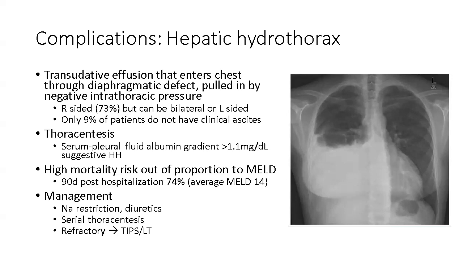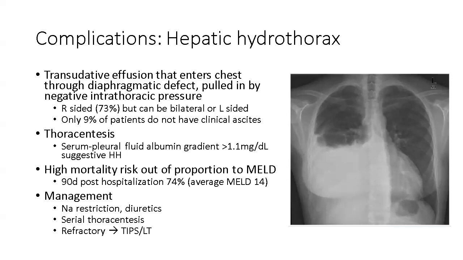It also has a very high mortality risk out of proportion to MELD. As you get more and more complications, your mortality risk goes up. Same is true for this. The average presenting MELD score is 14, which predicts a mortality of around 8%. But if you have hepatic hydrothorax, your 90-day post-hospitalization mortality is 74%. So it's a very negative prognosis, and they also factor this in when they're thinking about transplant.